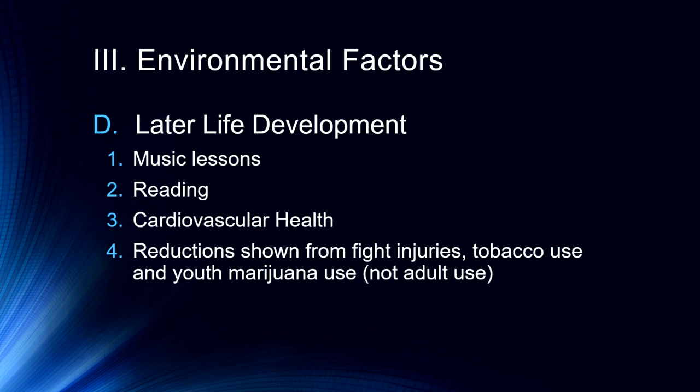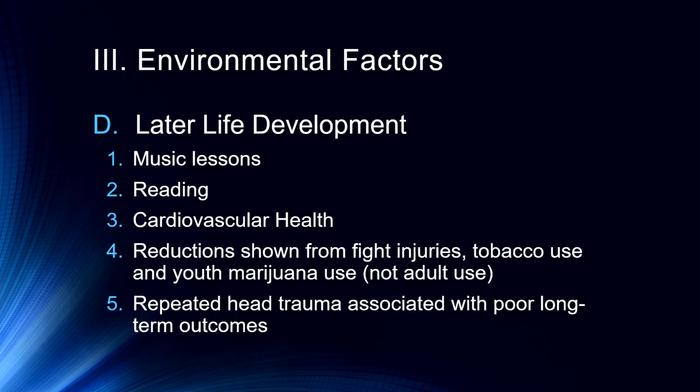Tobacco use and youth marijuana use are both associated with reductions in intelligence later in life. Adult use is not. There's something about the developing brain that puts it at particular risk from marijuana use. Finally, repeated head trauma can be associated with poor long-term outcomes. So this is where we start thinking about sports injuries and intellectual development. I was not having any luck finding any good data on this particular problem, but we do know there are other poor long-term outcomes, including mental health. And so we all ought to be thinking very carefully about youth sports participation.